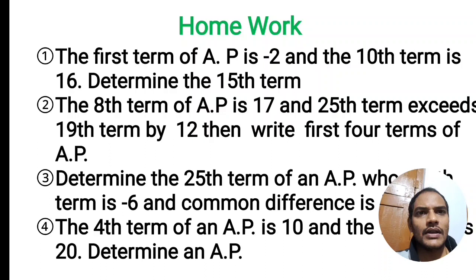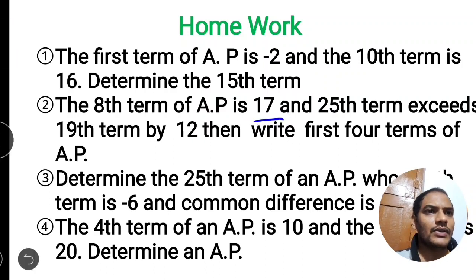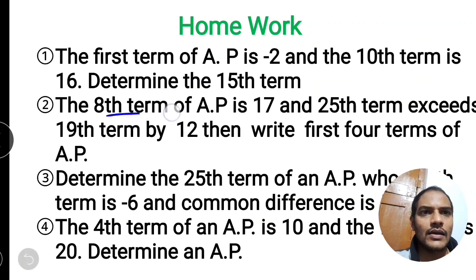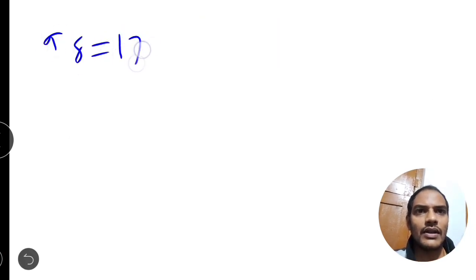So the 15th term is 26. Next, the second question: the 8th term of AP is 17 and the 25th term exceeds the 19th term by 12. Then write the first 4 terms of AP. To write the first 4 terms of AP, we require the A value and D value. To find the A and D values, let's use the information given in the question. The 8th term of AP is 17, so A8 equals 17, so A plus 7D equals 17.